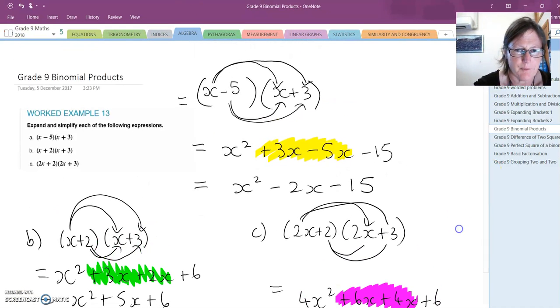So in summary, expand your brackets. I find putting arrows helps you remember that you've multiplied each term by each term. Expand your brackets, look if there are any like terms, and combine your like terms.